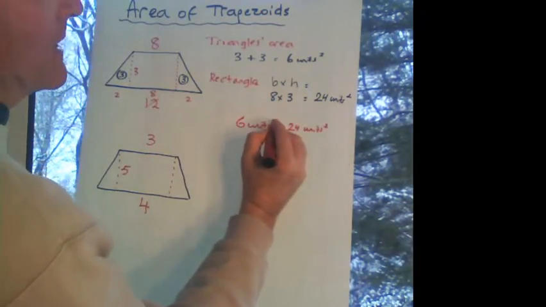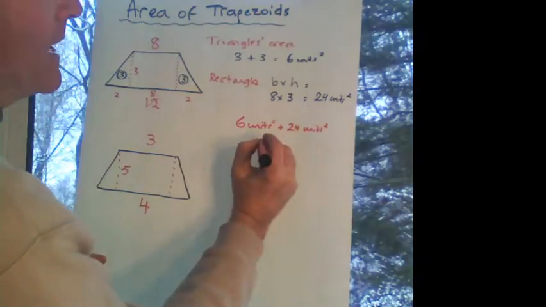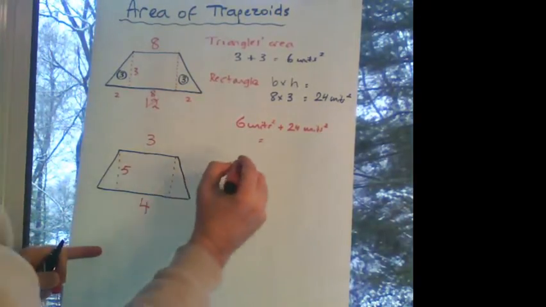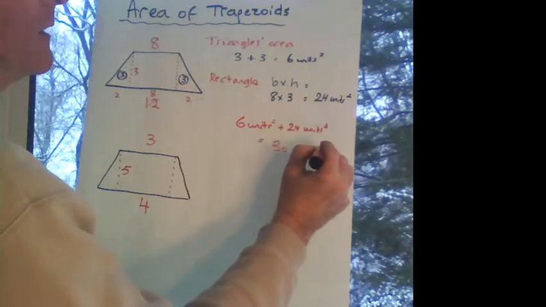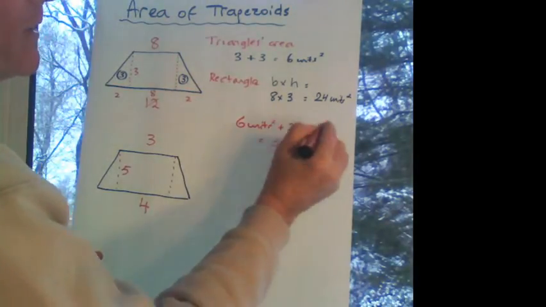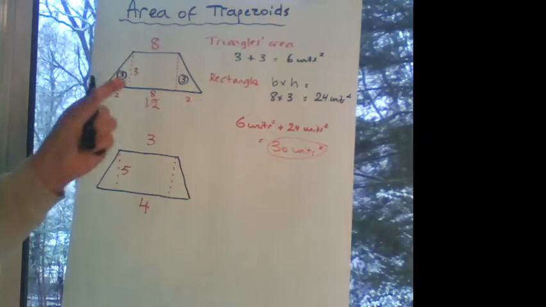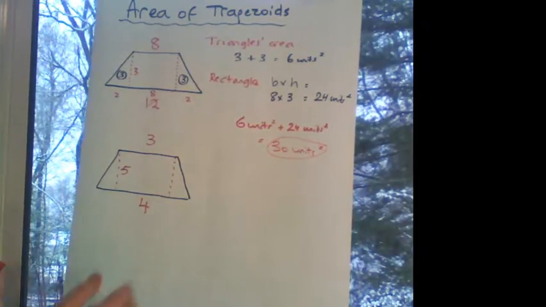Now, to be technical, we've got to put the squared in there. And we end up with an area of 30 units squared. So 30 units squared is the area of the trapezoid. We just got it that way using the decomposing method.